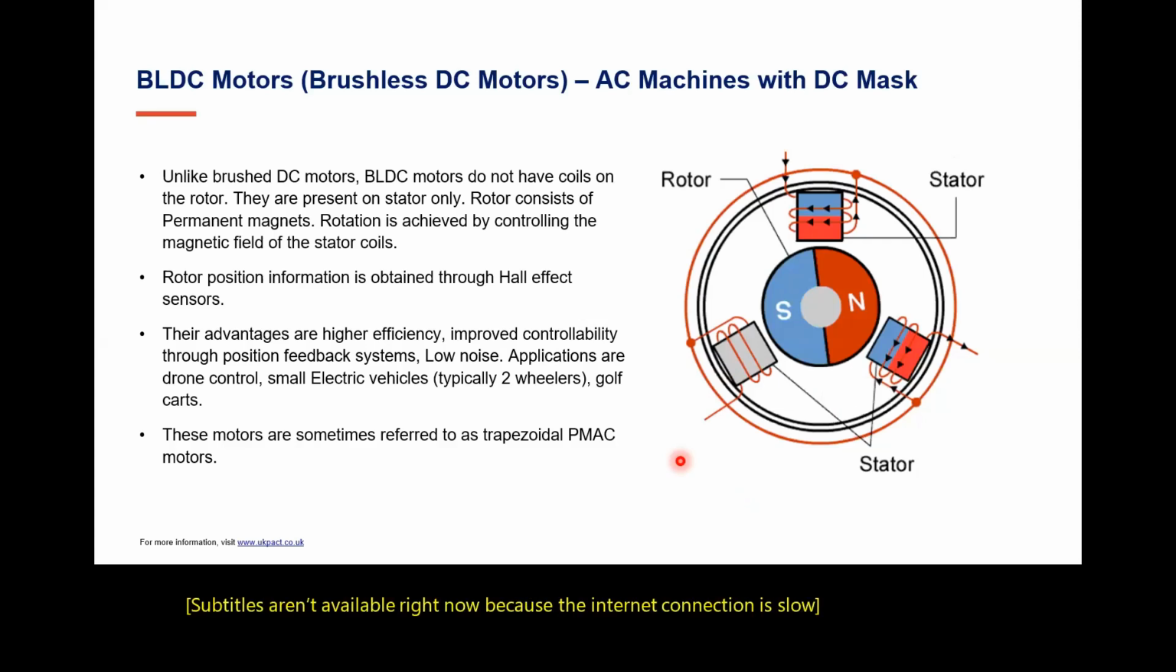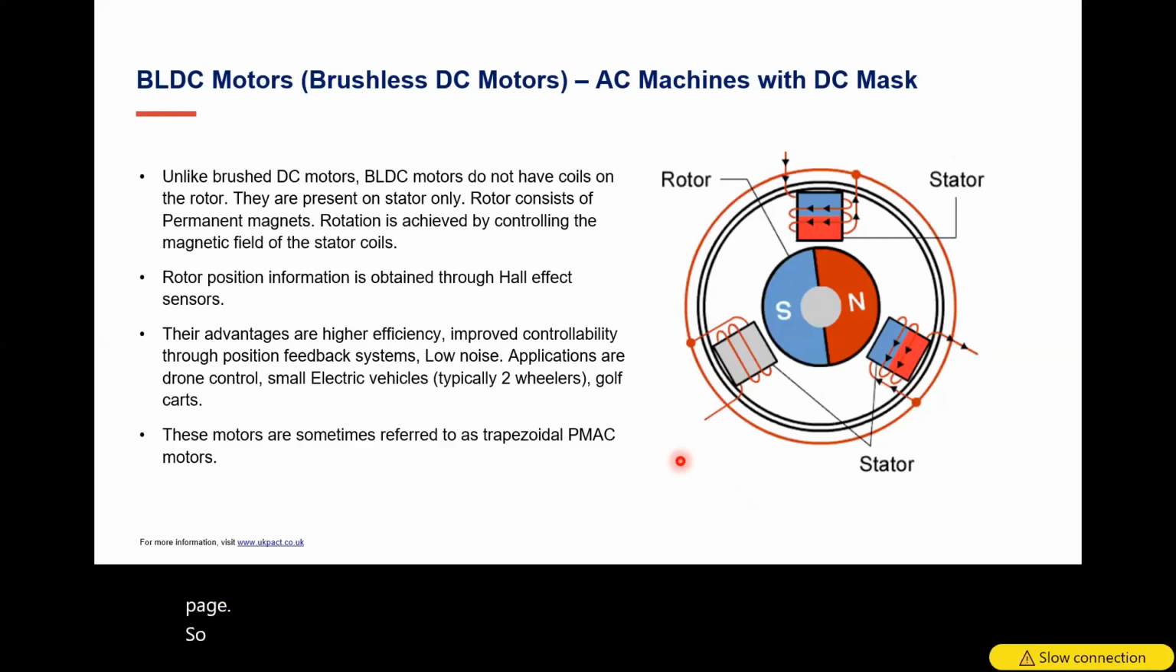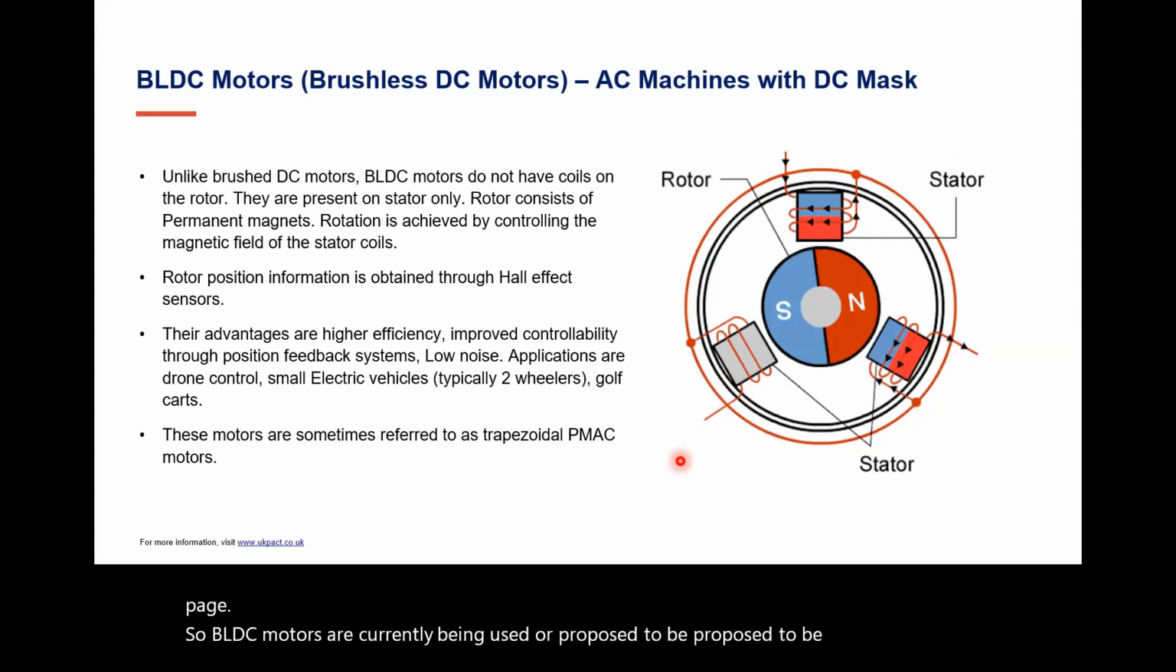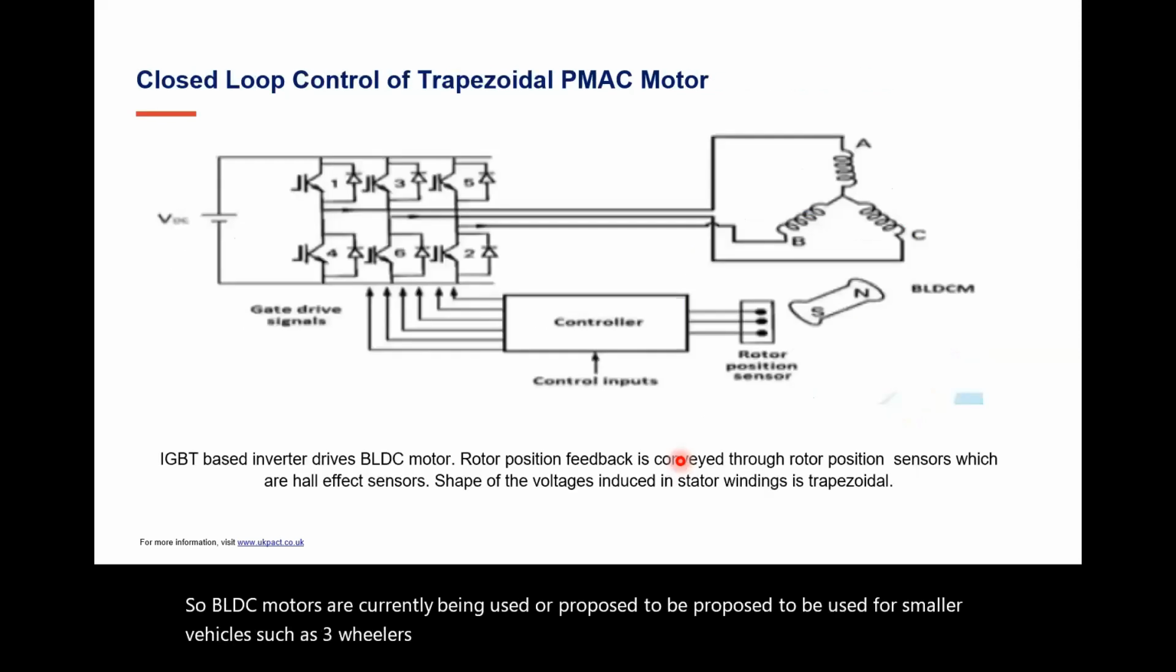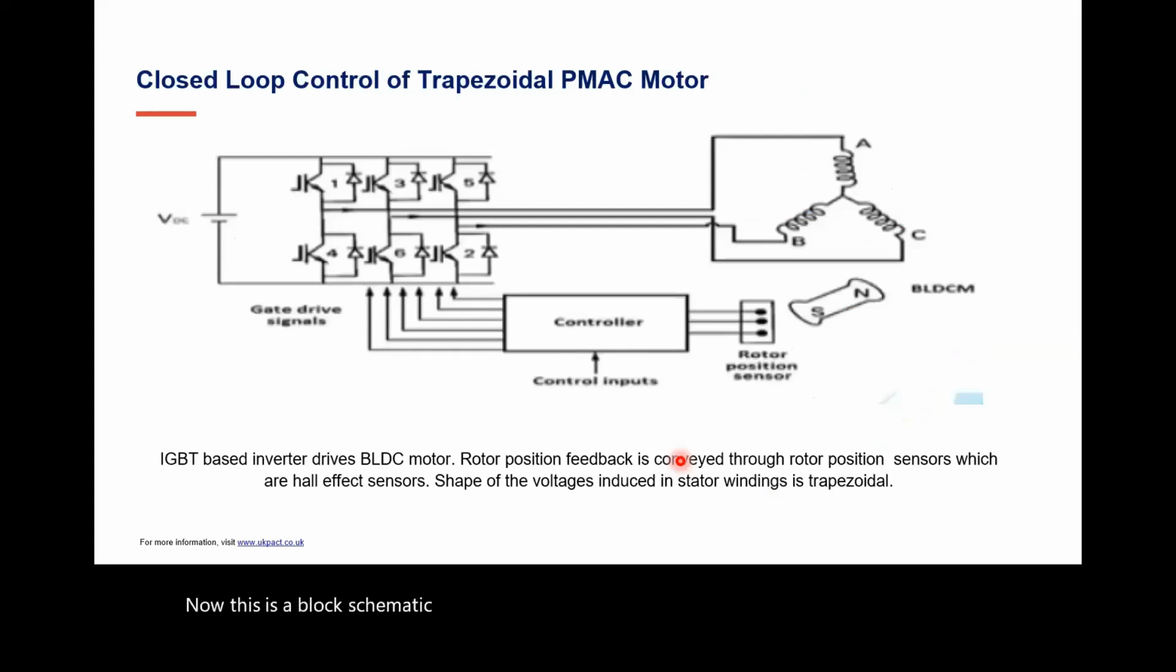There is low noise also. However, BLDC motors have certain disadvantages which are listed on the next page. So BLDC motors are currently being used or proposed to be used for smaller vehicles, such as three-wheelers, for example. Now this is a block schematic of how an interface between an IGBT-based converter and a BLDC motor happens.